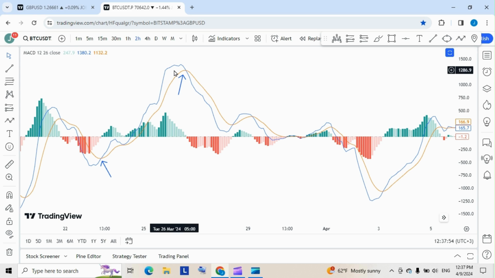I'm going to show you this on the chart. I just want you guys to understand this. So this is what we call a crossover signal. The blue line, which is the MACD line, crosses over the orange line, which is the signal line. And what happened? The market moved up.